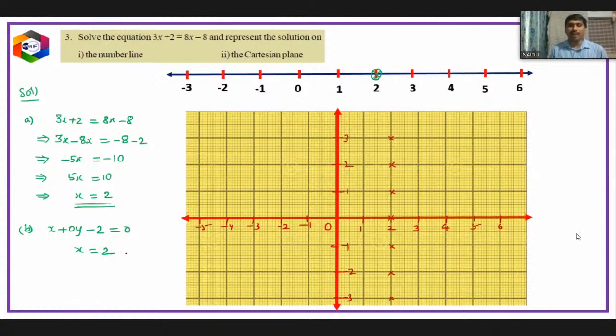So by joining all these points, you will get a straight line, which is nothing but the common property x is equal to 2, which is satisfied by every point on this Cartesian plane. So if you assume it as a two variable equation, it has infinitely many solutions.